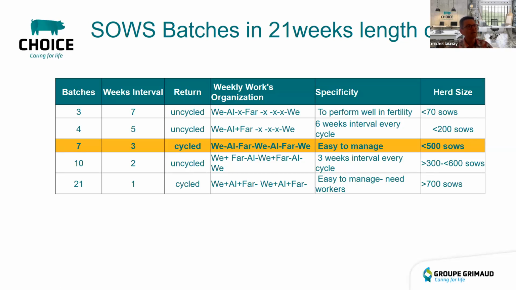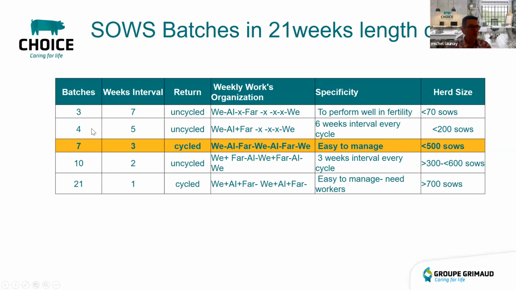And if you look at the weekly organization for the different weeks, we have a week with weaning. Of course, the week later is AI. Then we have a week with no specific task on the sows. Then we have a week for farrowing. Then 3 weeks without any specific tasks, and then weaning. This kind of management is mostly for small herds, less than 700 sows. Up to or more than 700, it's a little bit difficult, and it also needs some more investment than other management systems.